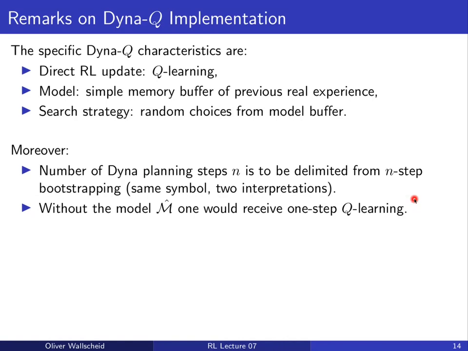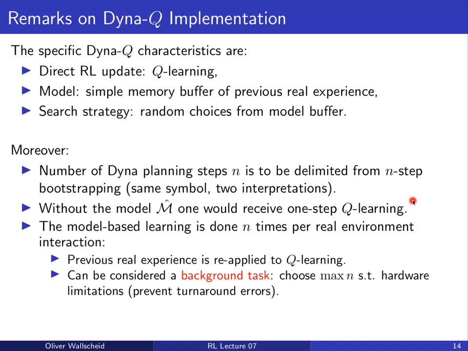The algorithm we have depicted one slide before is basically also just an extended case of the one-step Q-learning. So if we remove the model, basically what you receive would be Q-learning based on real experience without any internal model usage. And the main characteristic, as I said, is that we will do model-based learning n times before we stick to a new real environment interaction. The previous real experience is reapplied to Q-learning, and that can be considered as a background task. So Dyna, and specifically also Dyna-Q, is a background planning approach.